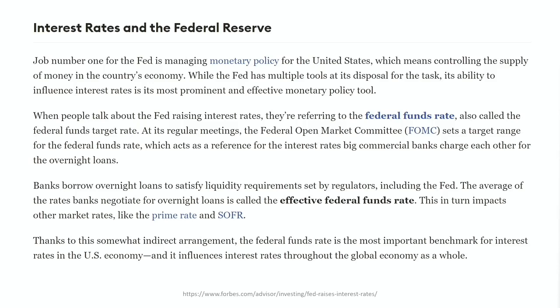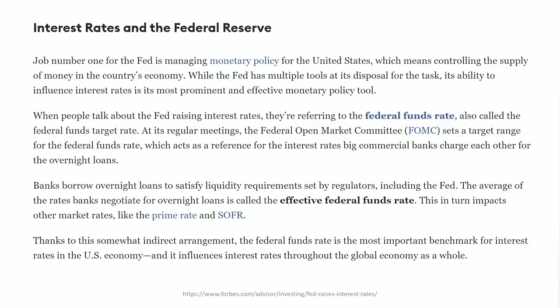Like I said, I got this article from Forbes.com. It's a really good basic article that explains what happens when the Fed raises rates. So job number one for the Fed is managing monetary policy for the United States, right? So it controls the supply of money in the economy. The Fed has other tools, right? Quantitative easing and some other things that it can use, but its ability to influence interest rates is the most prominent and effective monetary policy tool. That's the main tool that the Fed has.